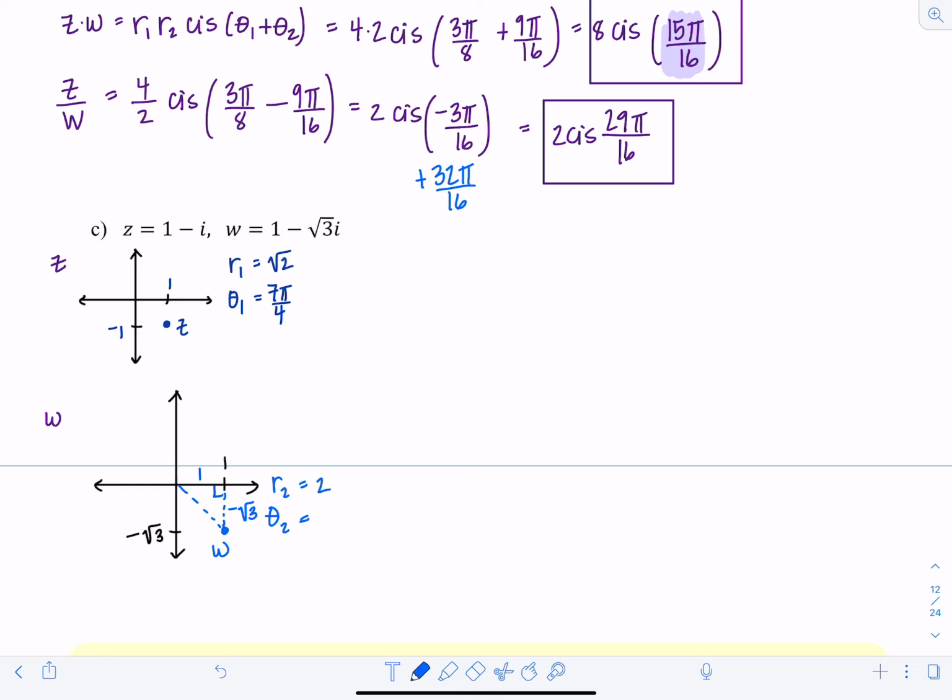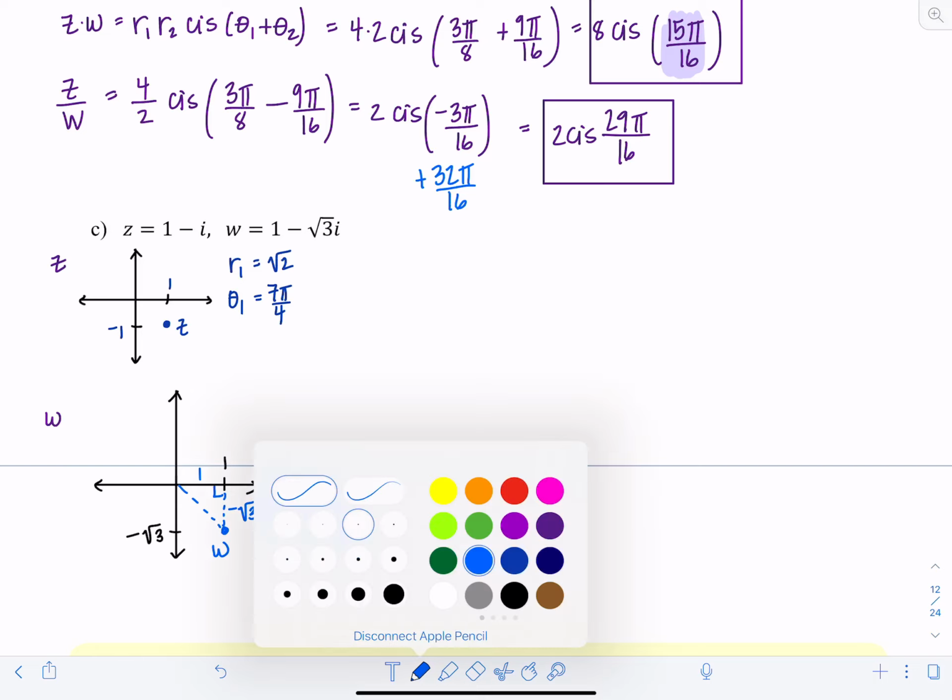So it's a pi over 3 reference angle, but remember I have to make sure it terminates in quadrant 4. So theta 2 is 5 pi over 3. Okay, the worst is over. Now we can go ahead and compute the product and their quotient.